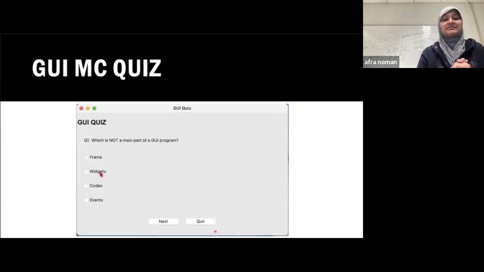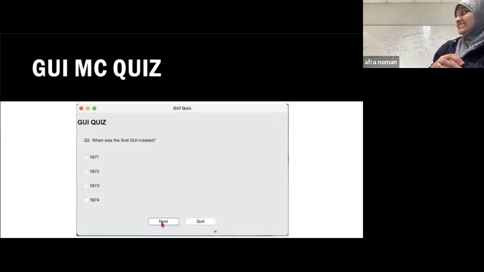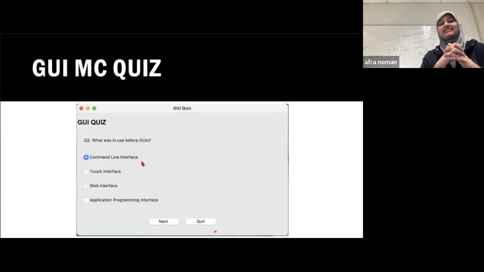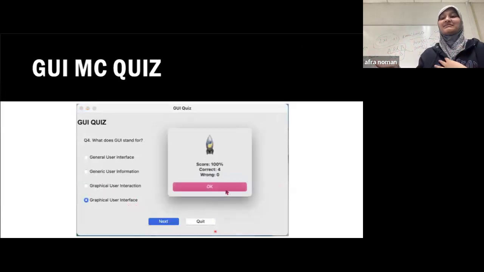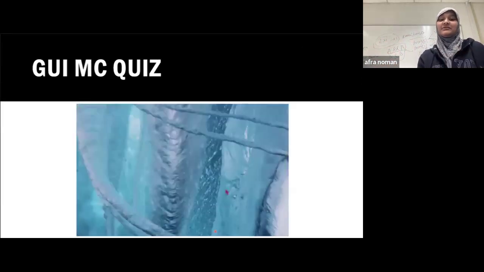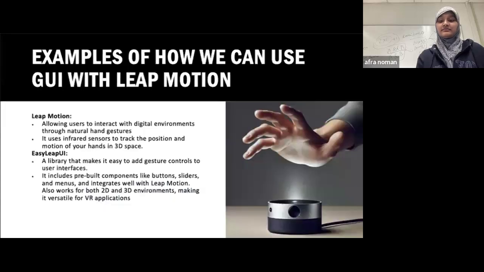Let's just watch the quiz. The first GUI was created in. Correct. What was in use before GUIs? Yes. And GUI stands for? Perfect. And you'll see it displays the results and it quits after you hit OK.